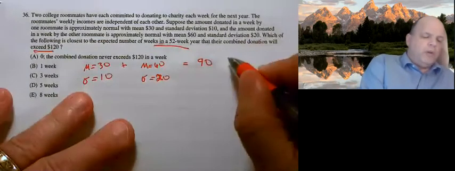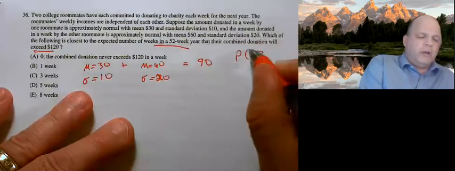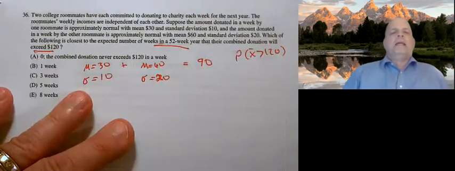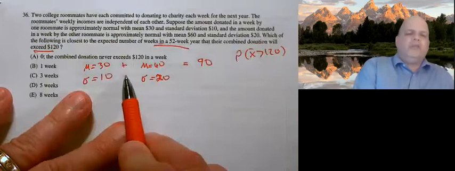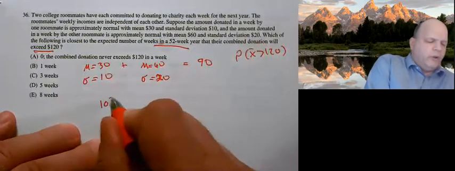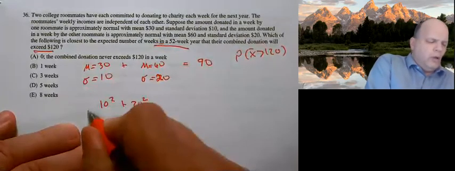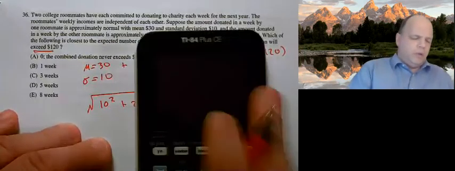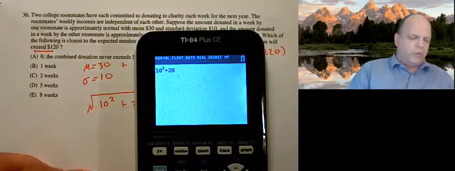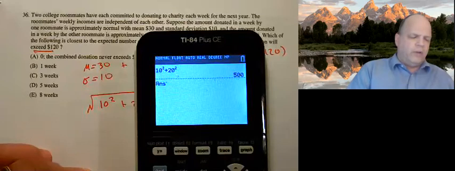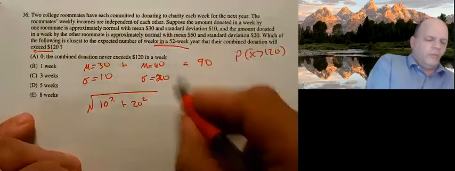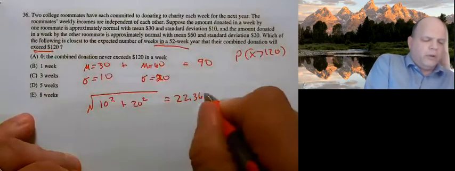So this is their mean. And we want the probability that X bar is greater than 120, because that's what they said, 120 a week. I need to know my standard deviation. I'm going to have to combine them, but remember, I can't add them directly. I'm going to have to square them and then take the square root of them. If I do that, I have 10 squared plus 20 squared, and I'm going to take the square root of 500, and I end up getting 22.3606.